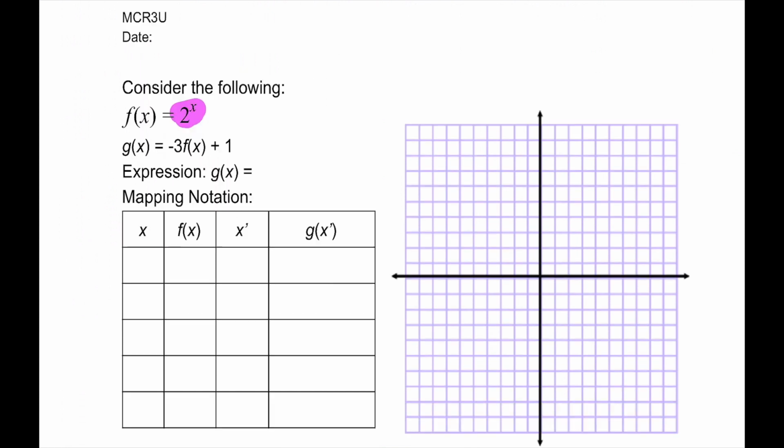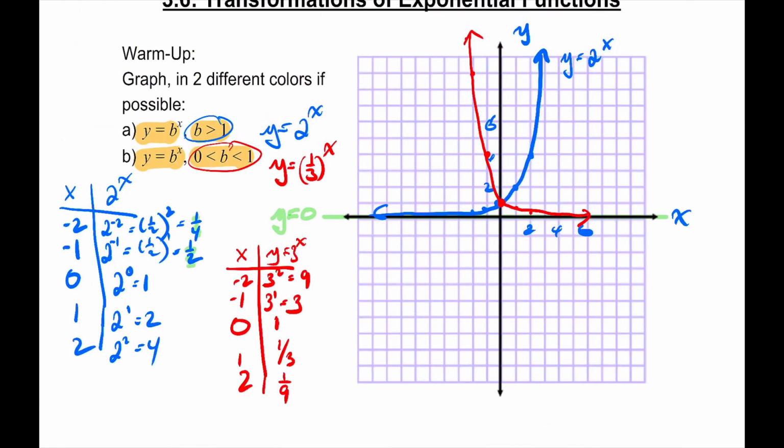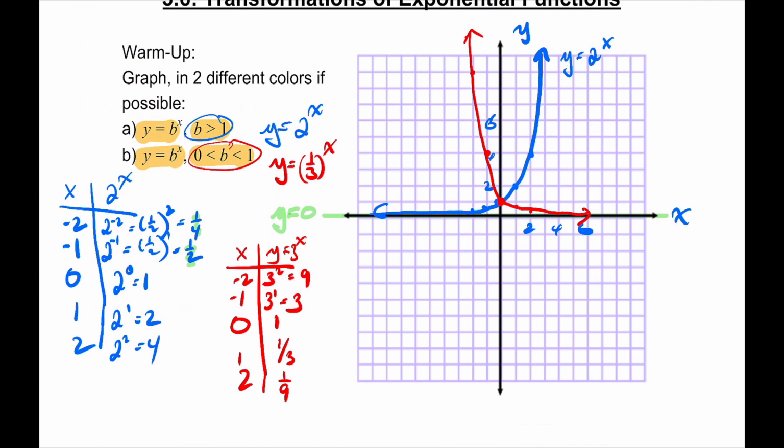So if we look at a warm-up, what we're saying here is that y is equal to b to the power of x. That is a parent function. We would transform that function 2 to the power of x, or there will be another parent function of 1/3 to the power of x, and then we could transform that. So the transformations might be the same, but our initial parent points are going to be different because the base is going to be different.